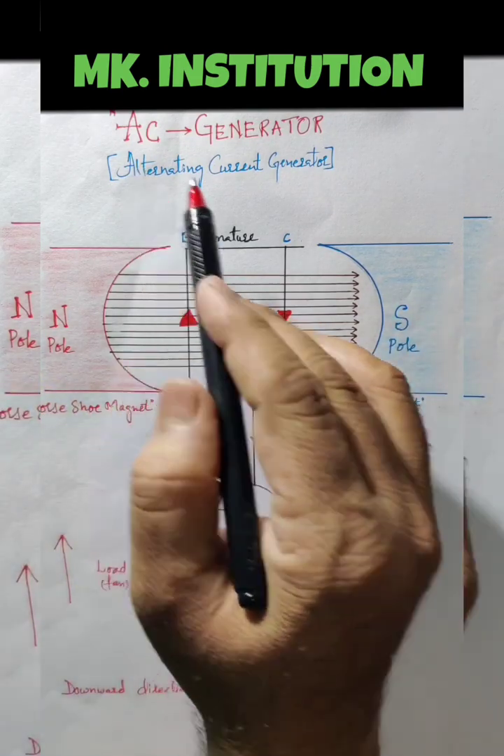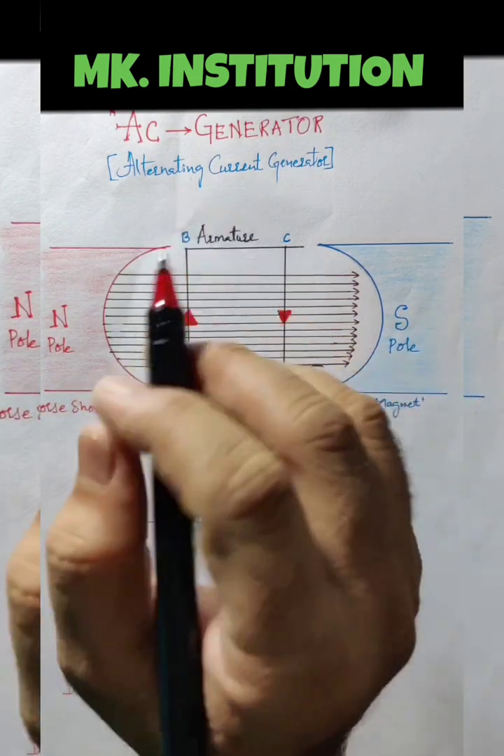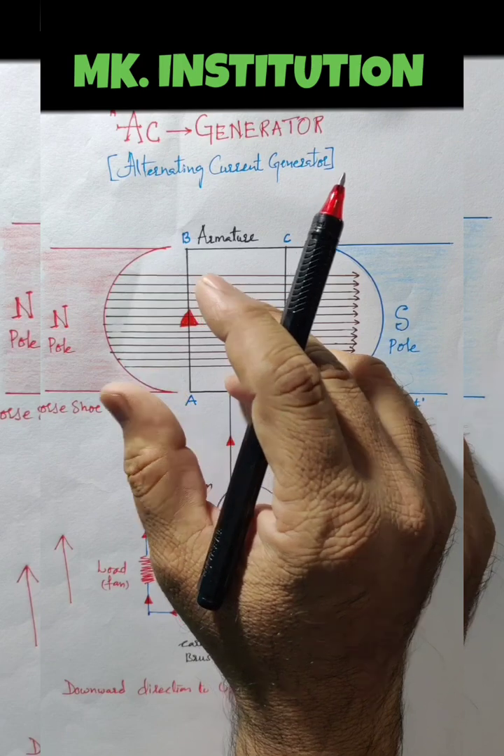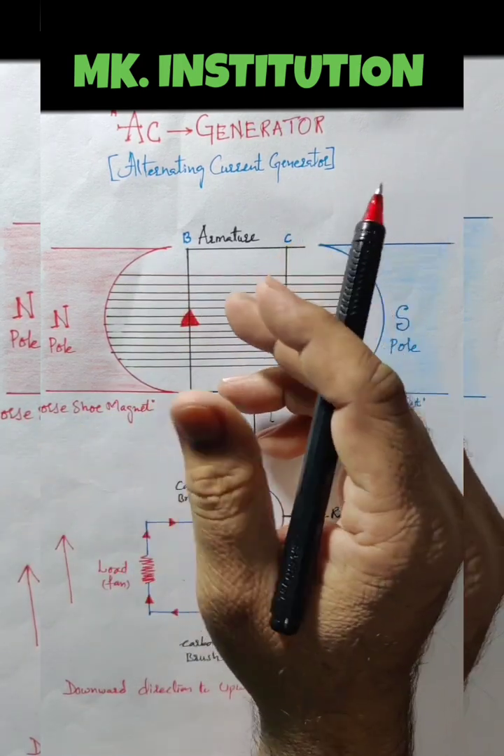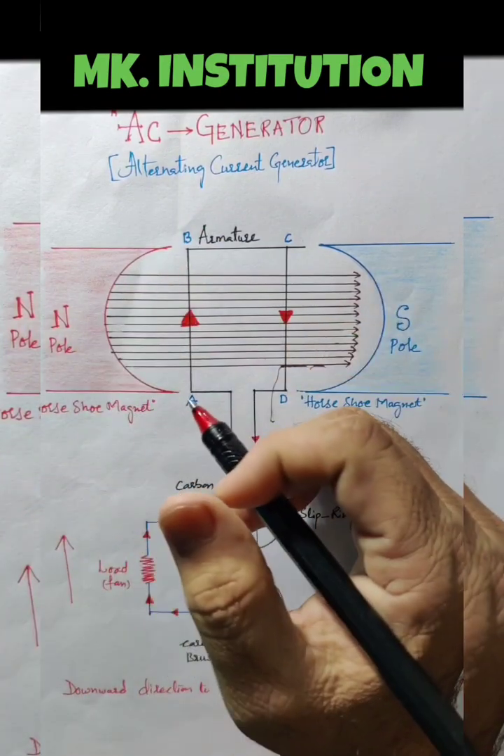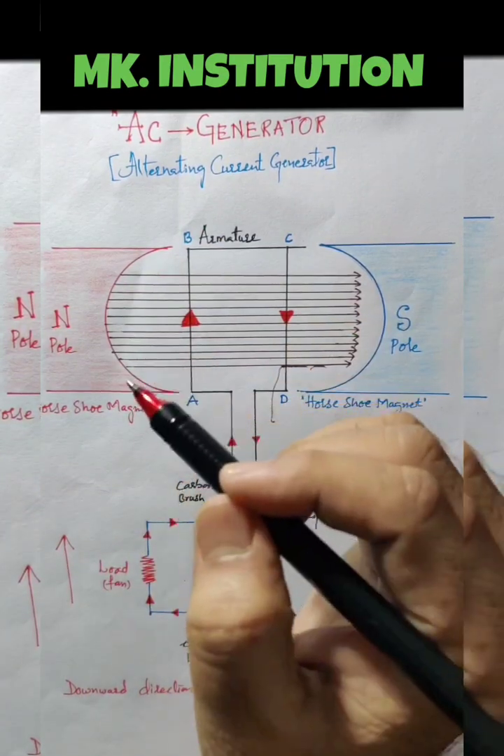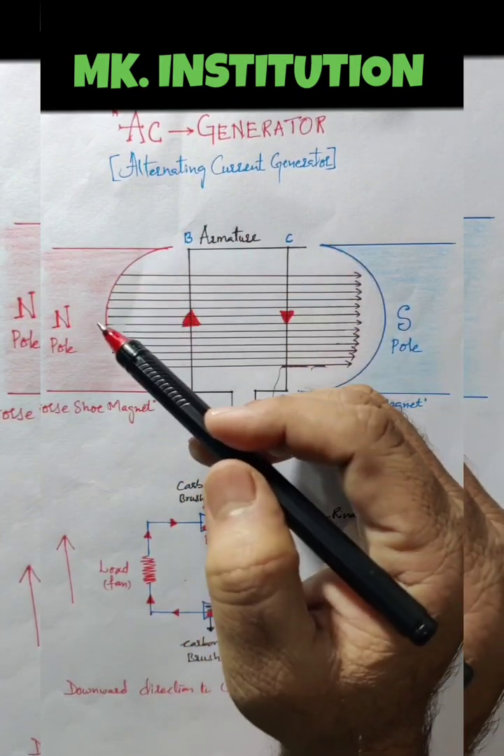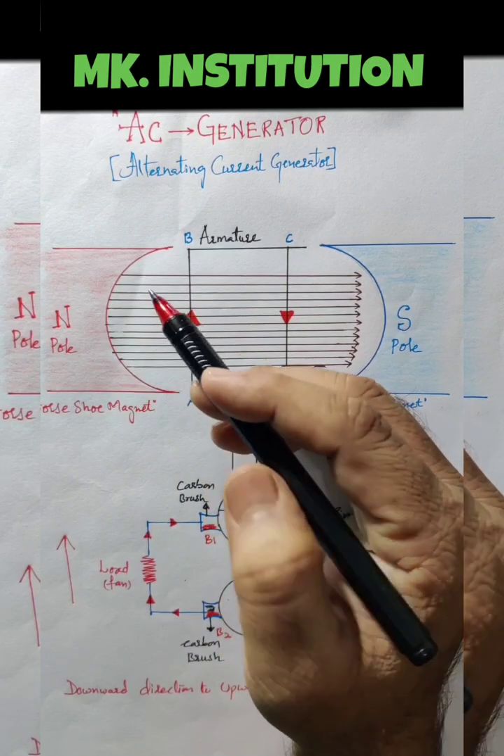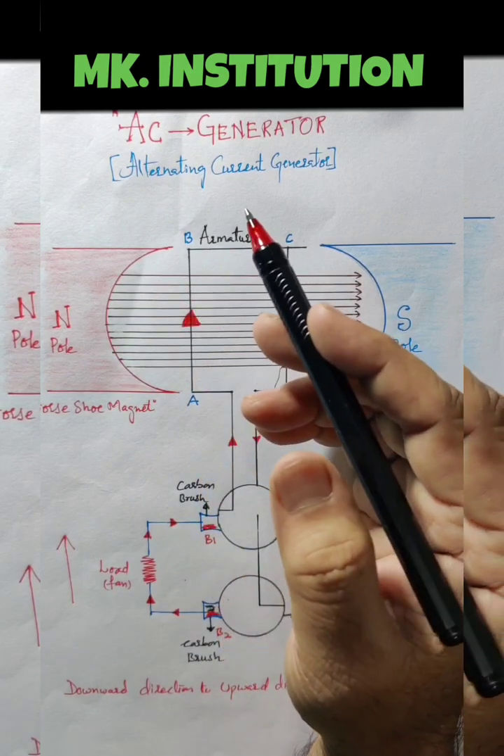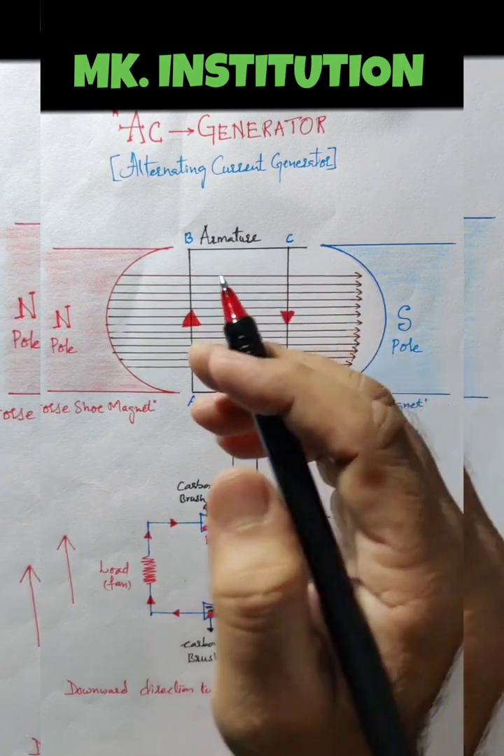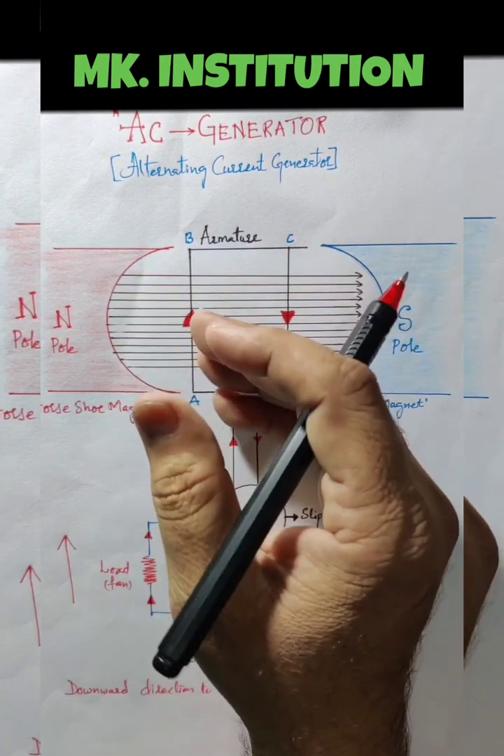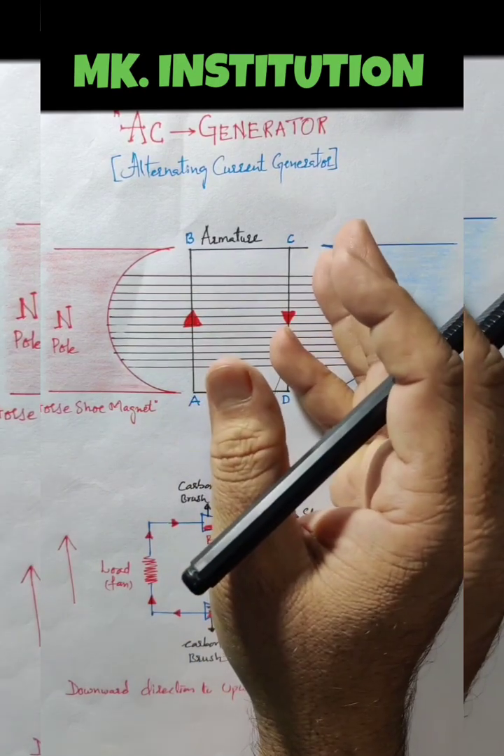Clear? So what is actually an AC generator? The main principle of a generator is to convert mechanical energy into electrical energy. This is the main one. The main work of AC or DC generators is to convert mechanical energy into electrical energy. To get the mechanical energy, we use fuel like petrol or diesel.